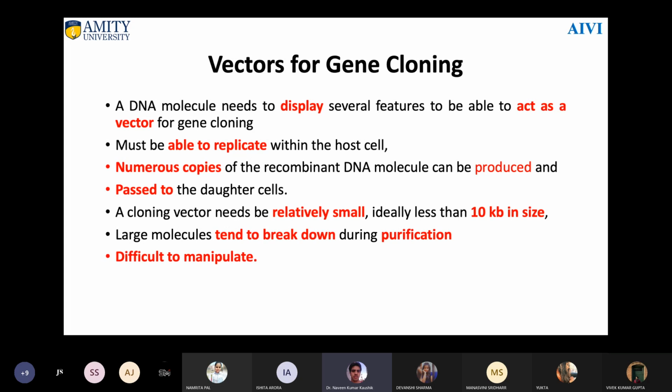And another thing, if it is large, then it further becomes difficult to manipulate. Manipulate means the changes you want to make in your vector are not going to be possible for you.